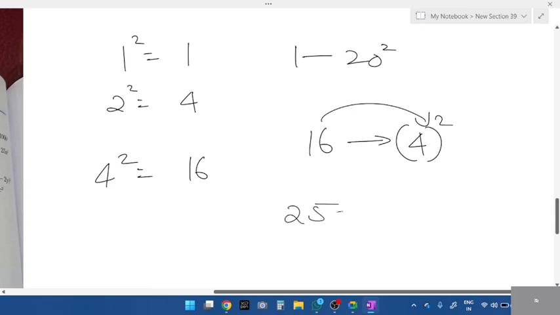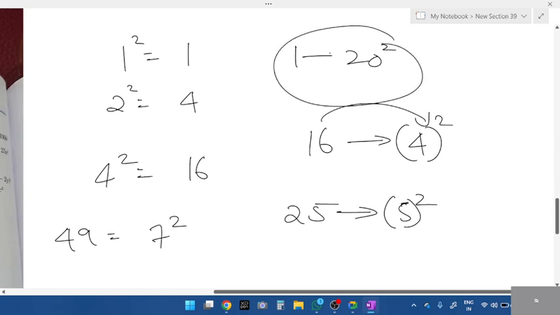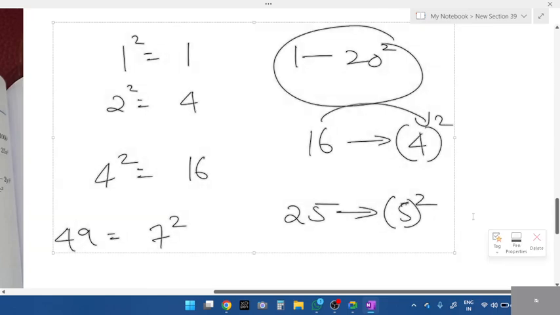What about 25? 5 square. You should write it as 5 square. If I write 49, 7 square. So all this you have to memorize. Every day you have to study. The day we started the first class last month, I told you all, memorize 1 to 20 square. Most of the chapters are related to these values, 1 to 20 square. At least from now we all start.